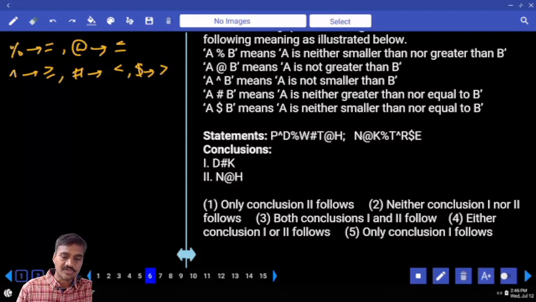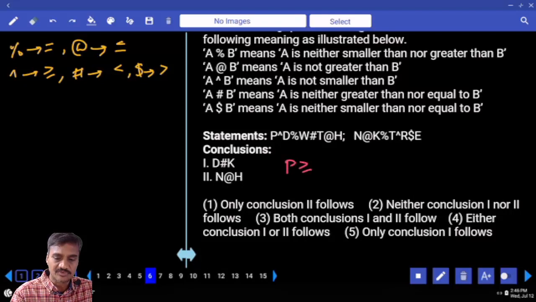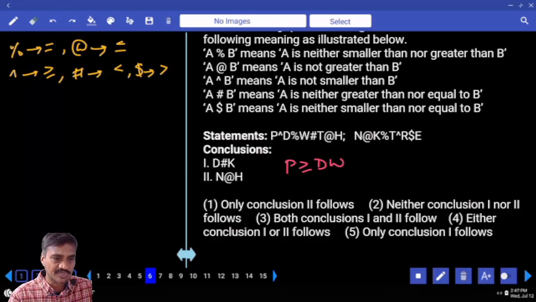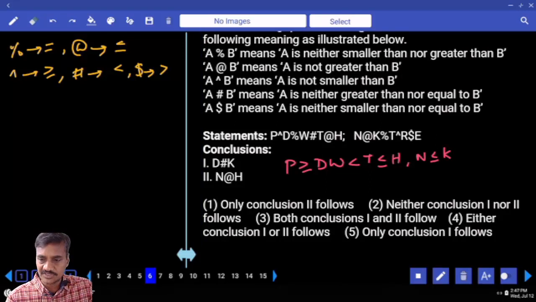And starting with what? P power, P greater than or equal to D. Percentage means equal, hash means lesser than: W lesser than T. At the rate of is lesser than or equal to H. And the next one, N at the rate of N lesser than or equal to K. And percentage T. And power stands for what? Greater than or equal to R. And dollar stands for greater than.